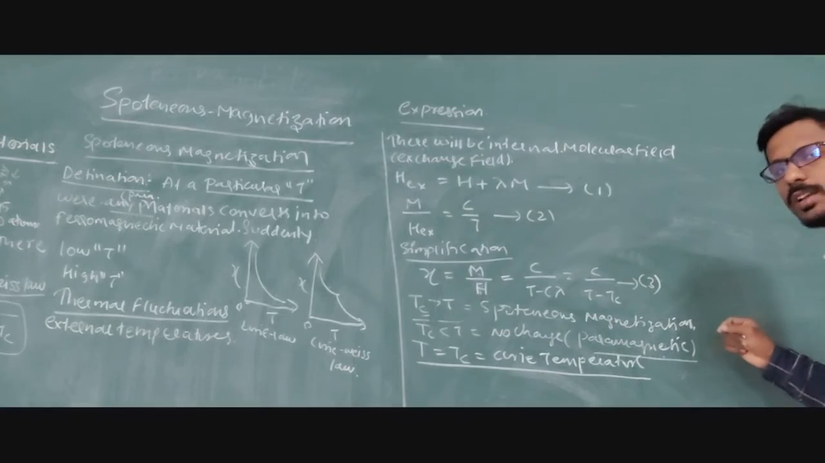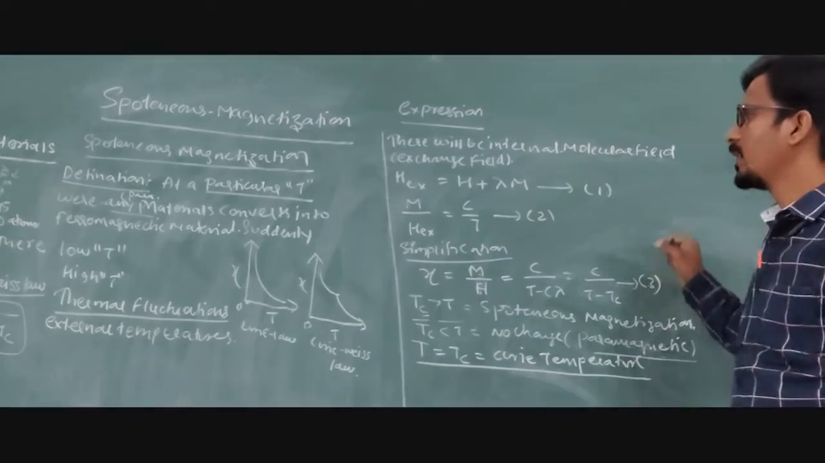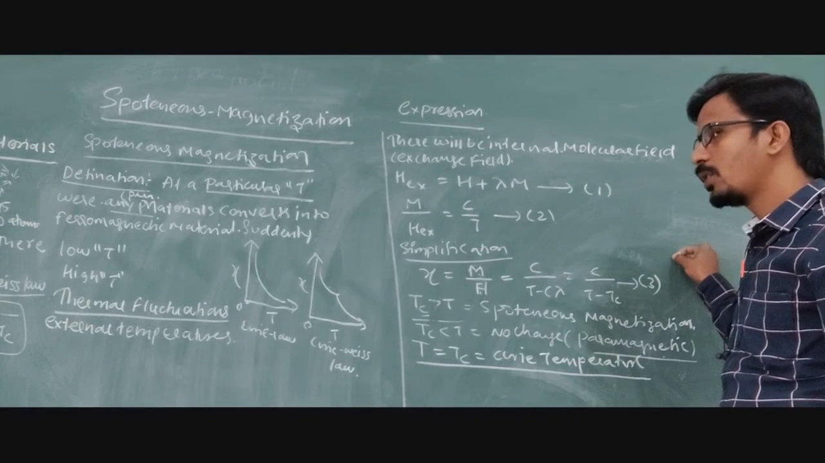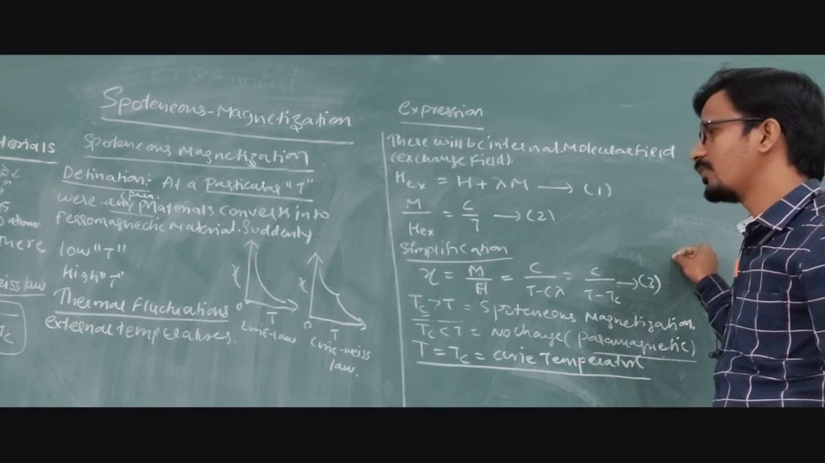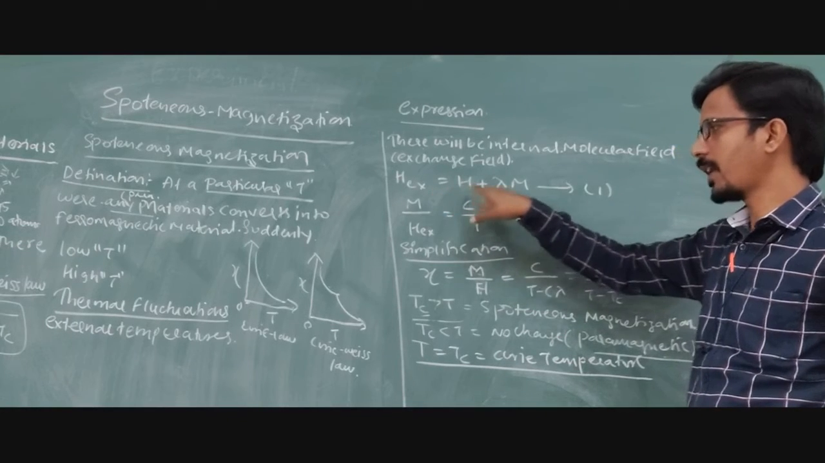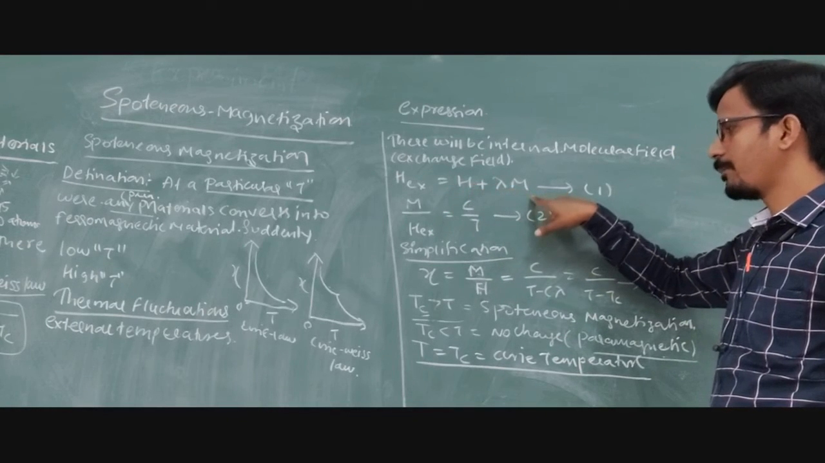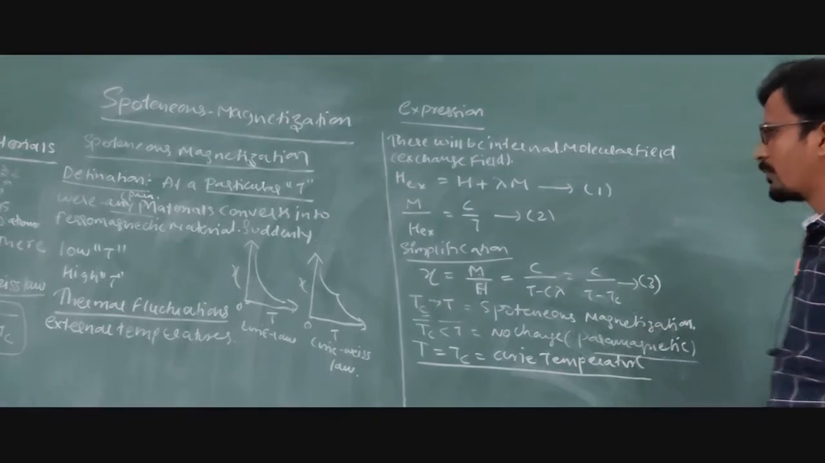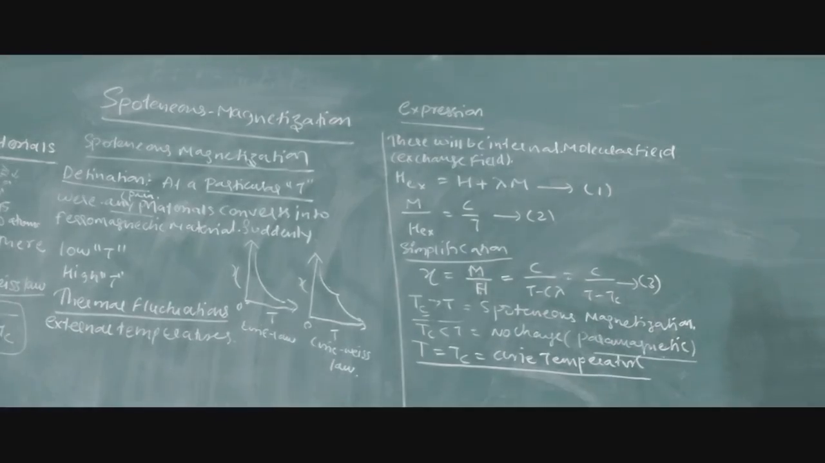What we have done is calculate that there will be an internal molecular field. The internal molecular field is called the exchange field. Understood? Exchange field, how much field are we applying? H plus lambda into M. Like that, we are able to get the simplification of the Curie temperature and spontaneous magnetization.